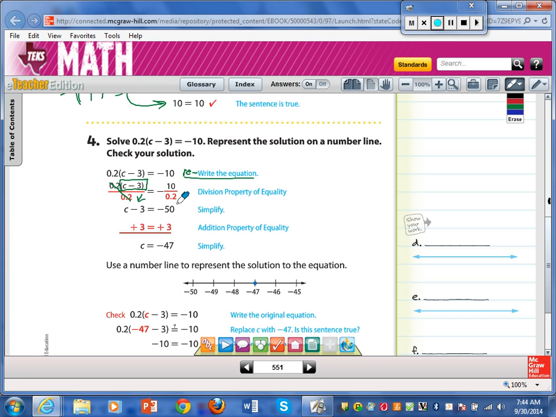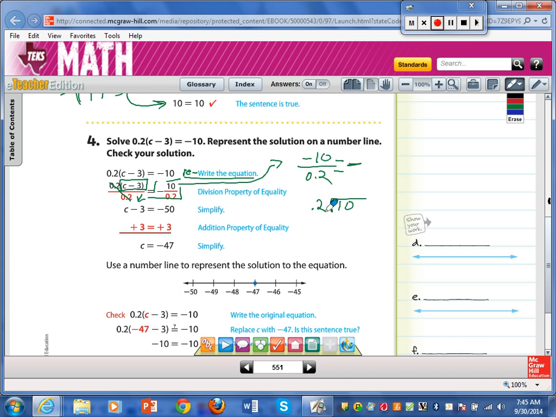Now, c minus 3 is equal to, well, we got negative 10 divided by 0.2. So what we're going to do is go ahead and rewrite all this over here so you can know what's going on. I'm going to put the negative 10 on top, and then I'm going to put this divided by 0.2. Now we know that a negative number divided by a positive is going to give you a negative number. So then all you have to do is divide this now. So we got 10 divided by 0.2.